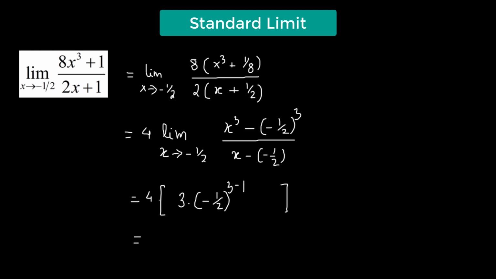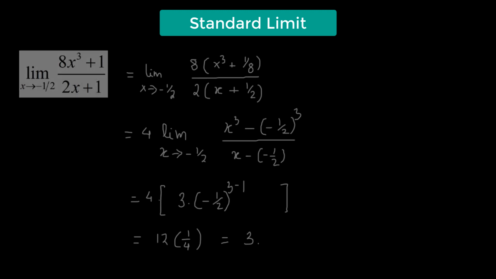So that should give us 4 times 3 is 12, negative half squared, which will be 1 fourth. So the limiting value is 12 divided by 4, which is 3. So this is going to be the limiting value of the given function when x approaches negative half.